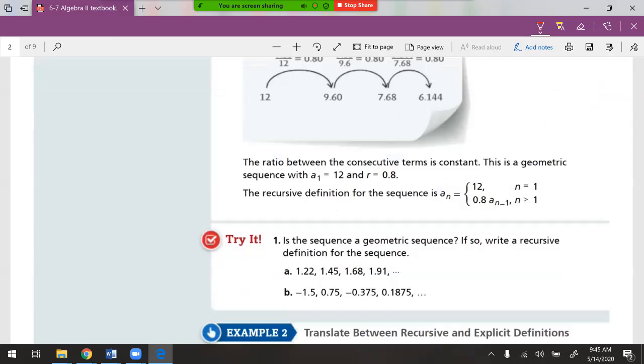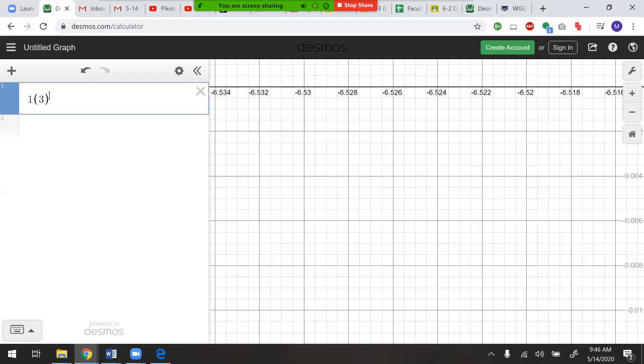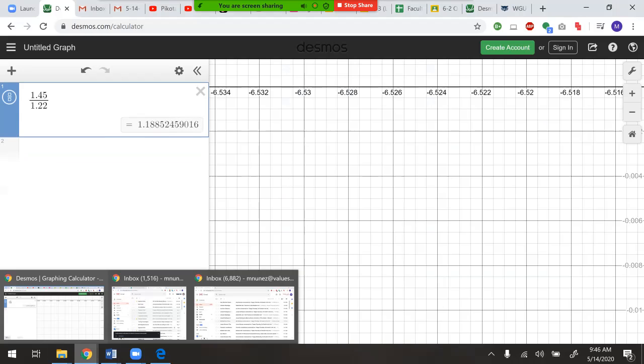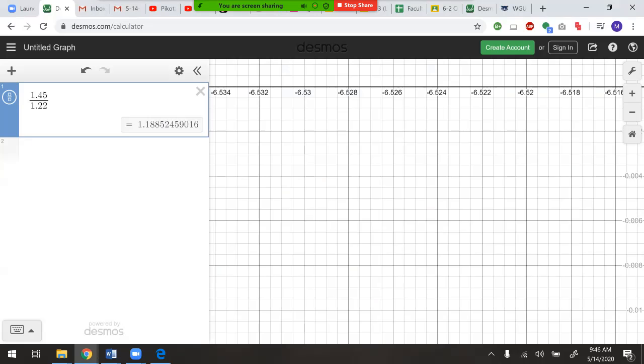Is this sequence a geometric sequence? Let's prove it, okay? 1.45 over 1.22. Let's use good old decimals to figure that out. That's going to be a funky number, about 1.1. Let's check the next one here. 1.68 over 1.45. And it's not. So it's not geometric.